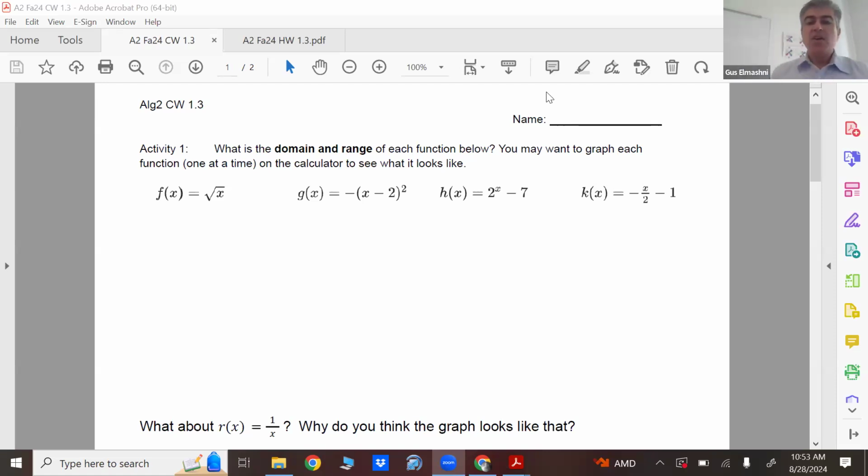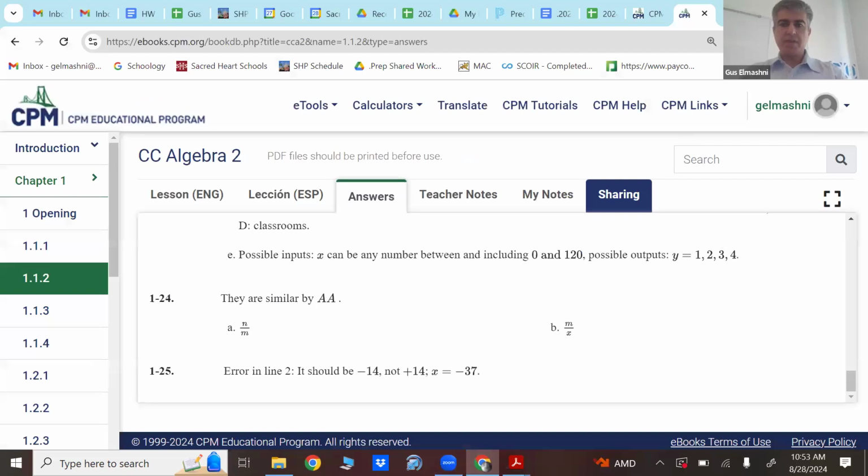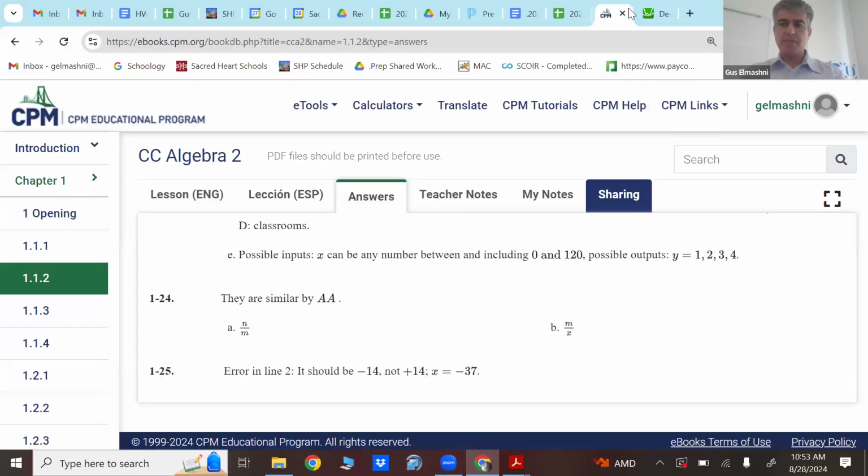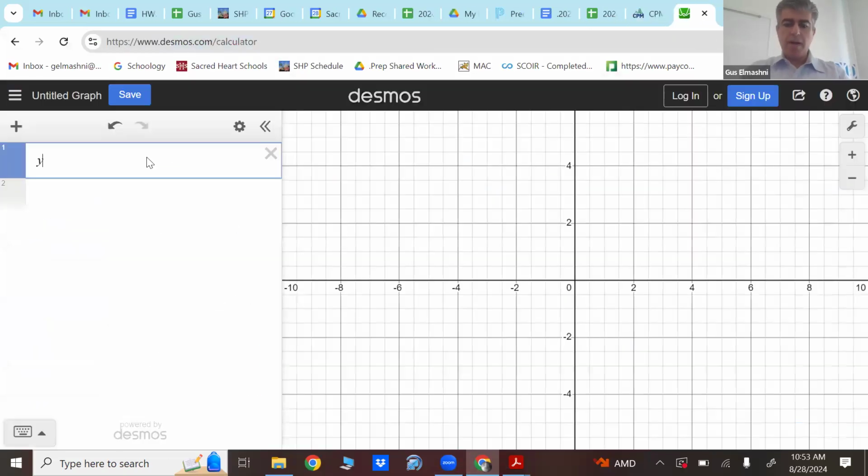All right. So domain and range. As I talked about before, you may want to use a calculator to see how these look. So let's go to Desmos really fast. Desmos. And let's do y equals square root x. Remember, square root, you can type SQRT into Desmos.